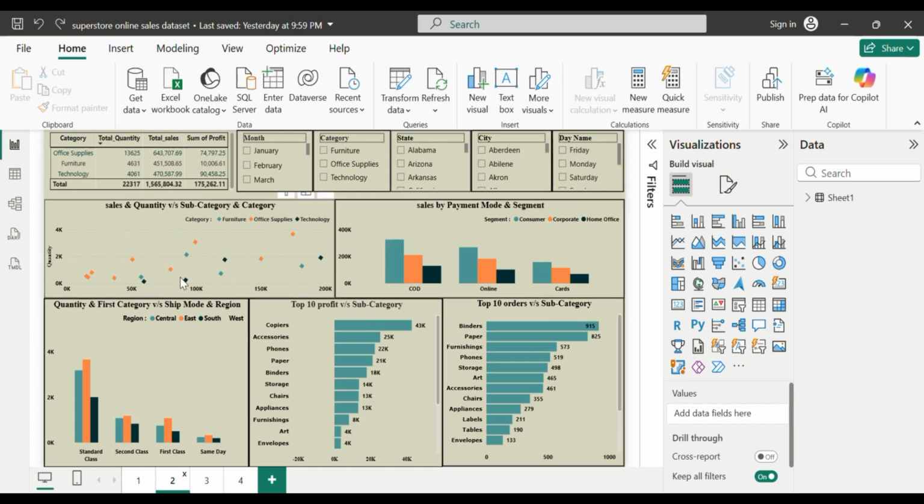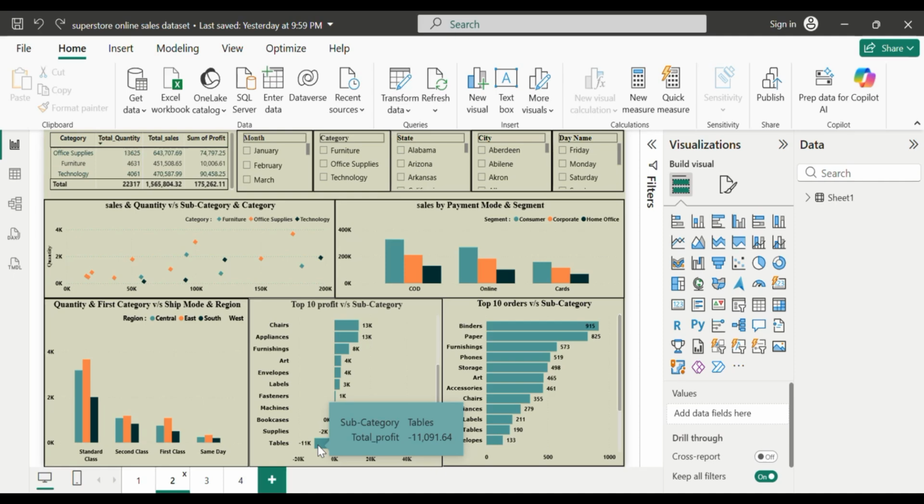This is the top category of profit per subcategory. The losses are at the last. Just see tables and supplies, bookcases and machines. This is not easy because it's an 11k total loss, not profit. But supplies is 1,654.